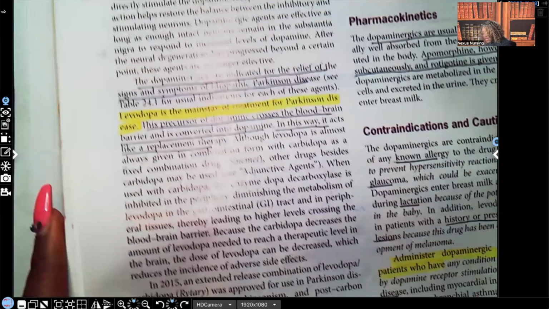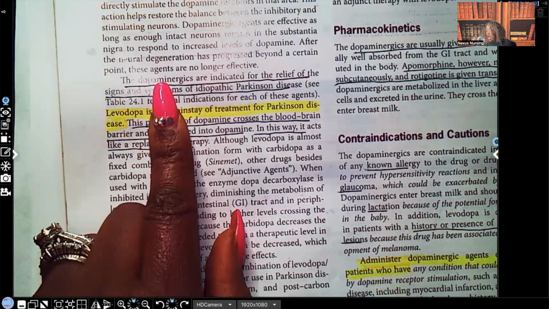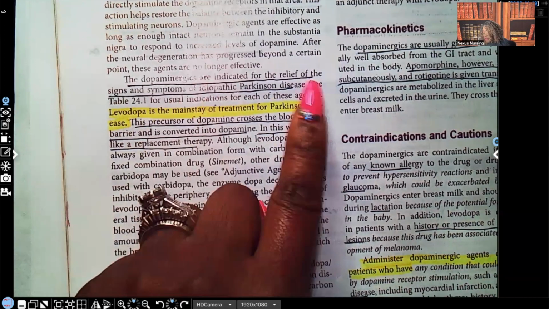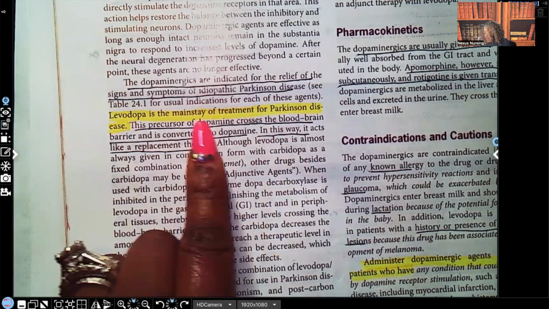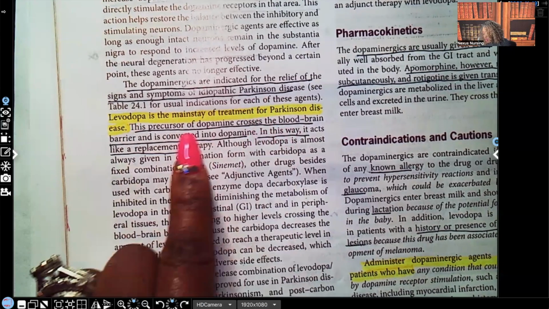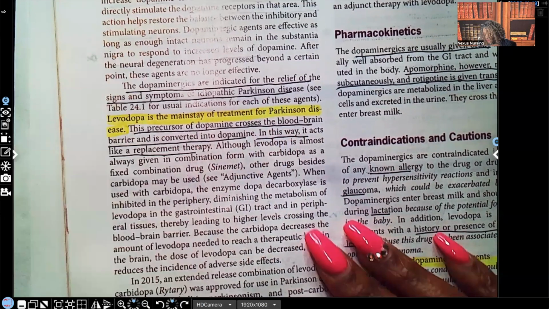Okay, therapeutic actions of the dopaminergics, because remember, that's the problem with Parkinson's, decreased dopamine. The dopaminergics are indicated for the relief of the signs and symptoms of idiopathic Parkinson's disease. Levodopa is the mainstay of Parkinson's disease treatment, a precursor of dopamine, and it crosses the blood-brain barrier. It's telling us about the drug.